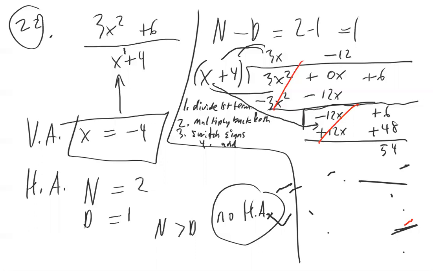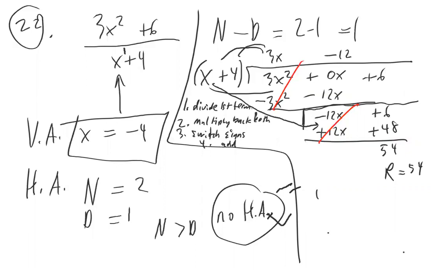Now you try to go back to step 1 again, but it's impossible because you see x is an x, and you cannot divide the x into the 54. So that's the remainder, right? Remainder equals 54.